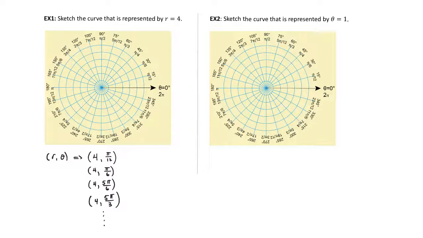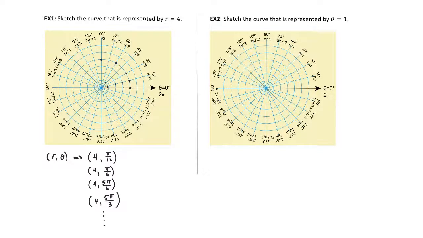Let's start plotting some of those points. (4, pi over 12). We want to go 1, 2, 3, 4 right here. I'm going to even start with 0. So 1, 2, 3, 4. So here is my point. Here is the other point. Let's do pi over 6, 1, 2, 3, 4 right here. Let's do pi over 3, 1, 2, 3, 4. I'm going to be skipping a few angles. And then 1, 2, 3, 4 right here.